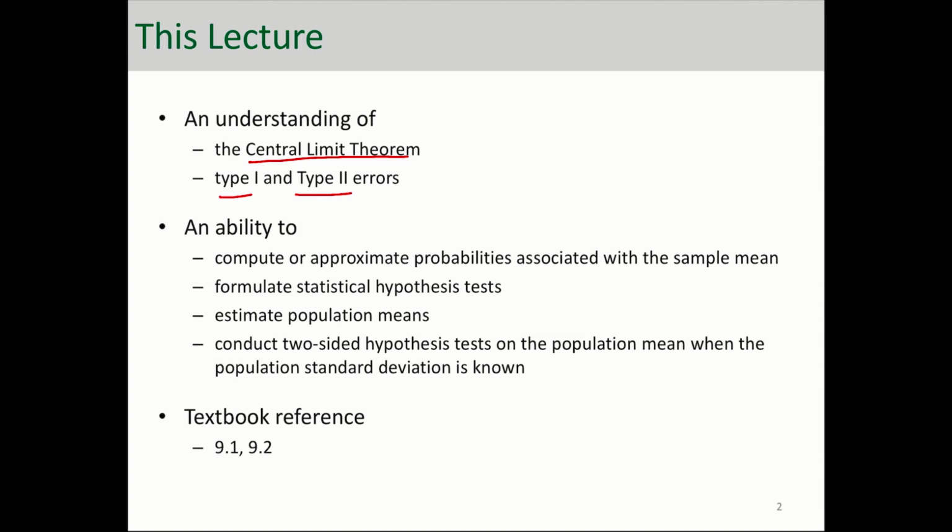We're going to learn about how to compute or approximate probabilities associated with the sample mean. We're going to start with that. Learn how to formulate statistical hypothesis tests, estimate population means, and conduct two-sided hypothesis tests. And then we're also going to talk about one-sided hypothesis tests later.